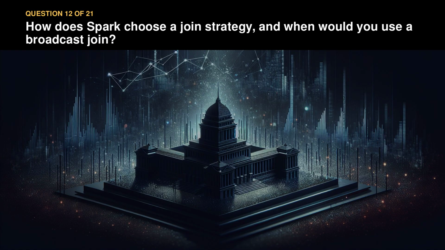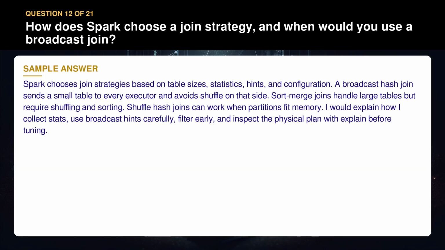Question 12. How does Spark choose a join strategy? And when would you use a broadcast join? Spark chooses join strategies based on table sizes, statistics, hints, and configuration. A broadcast hash join sends a small table to every executor and avoids shuffle on that side. Sort merge joins handle large tables but require shuffling and sorting. Shuffle hash joins can work when partitions fit memory.